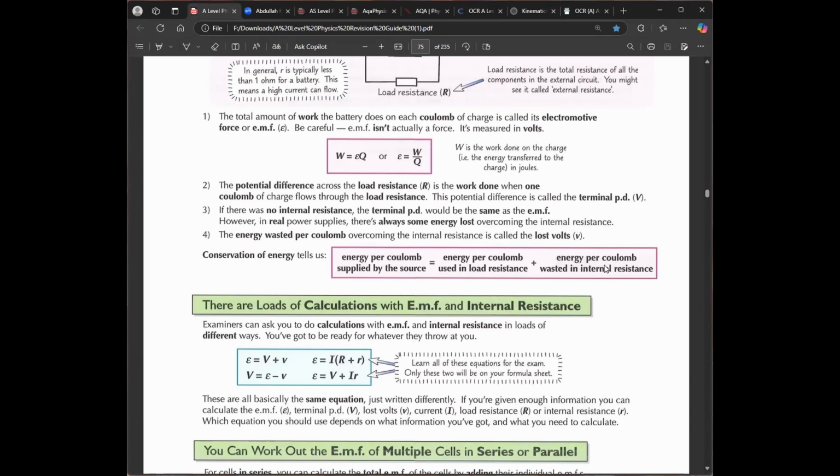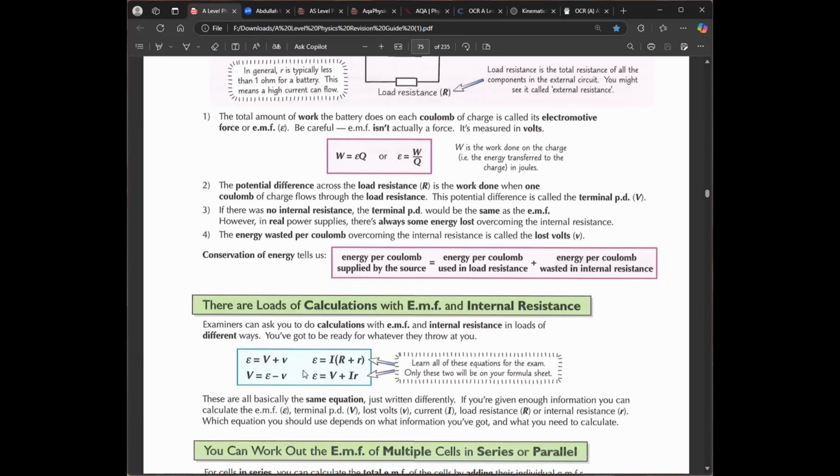Energy per coulomb wasted. Oh, sorry, I went through that too fast. So energy per coulomb wasted is what is consumed inside the battery. And this is what you end up with for the load: energy per coulomb used in load resistance. All right. So that's that.